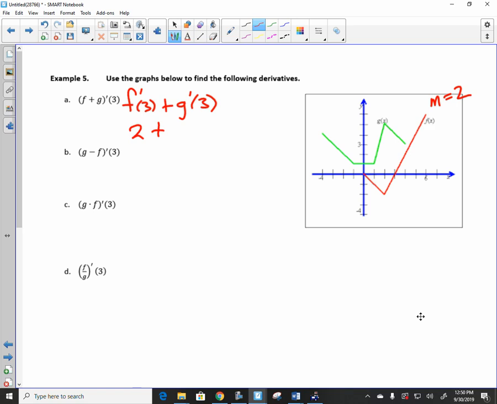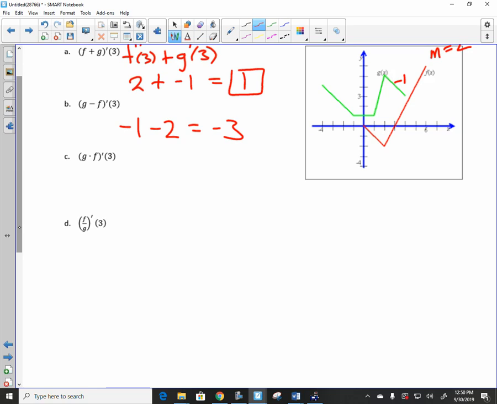I'm going to say that I drop 2 and run 2. I'm going to say the slope of g is -1 at that spot. Would you all agree? So therefore, the derivative of (f plus g) prime of 3 is 2 plus -1, which is 1. We all good to go there? Okay, then (g minus f) prime of 3 is going to be -1 minus 2.